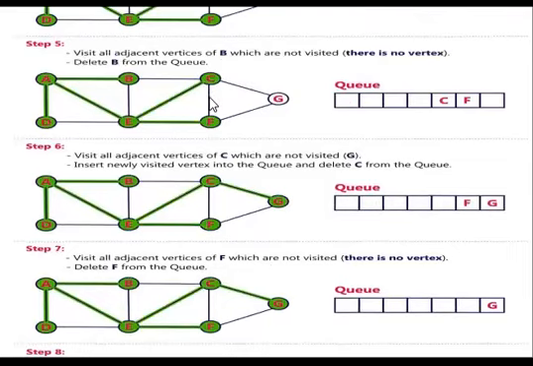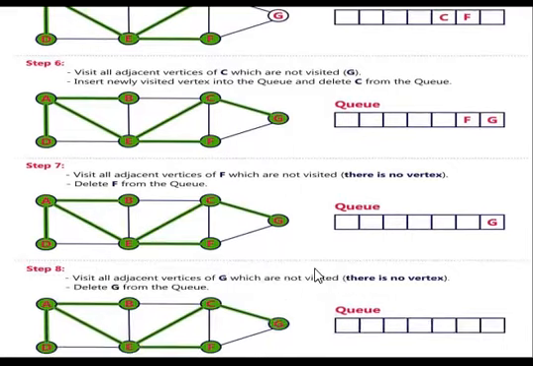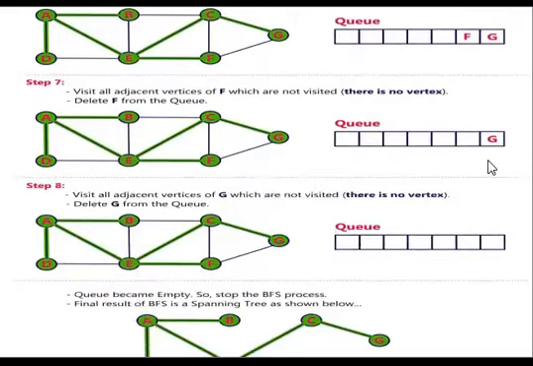We take the C node, since only C and F remain. From C, only G is unvisited. So we keep G in the queue and remove C, then visit all the adjacent vertices of F which are not visited; there are none. So we just remove F.